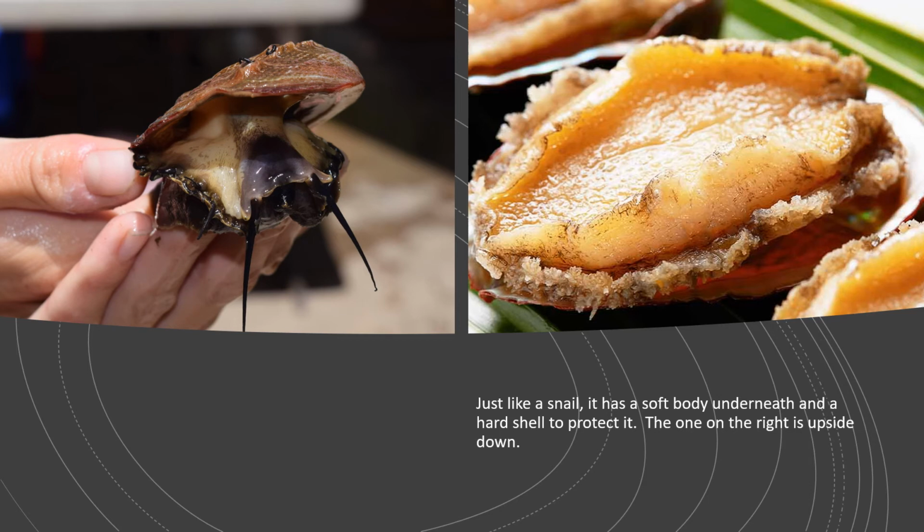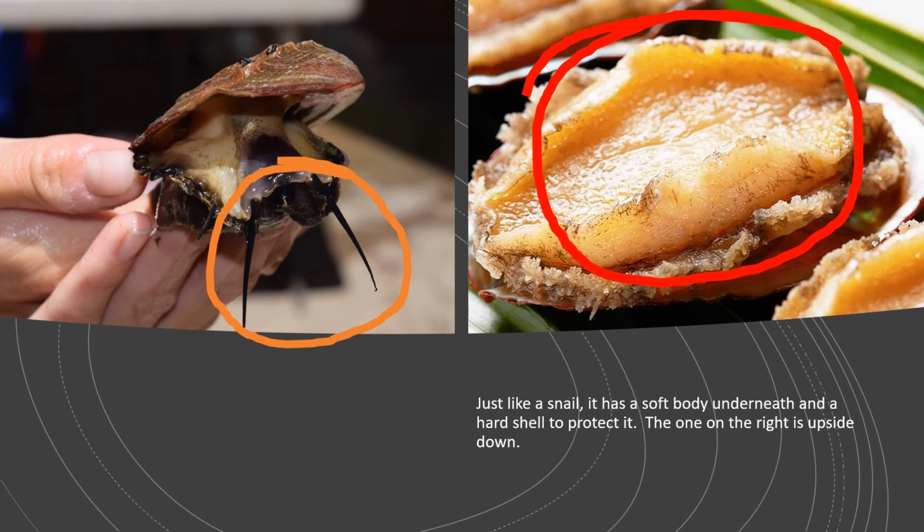Here are some pictures of its soft body underneath the shell. This one is laying upside down, showing us what it looks like. And this one, you can see its tentacles hanging down from the bottom of its shell.